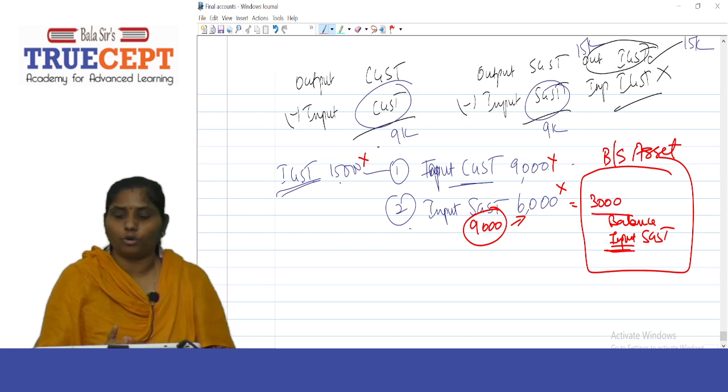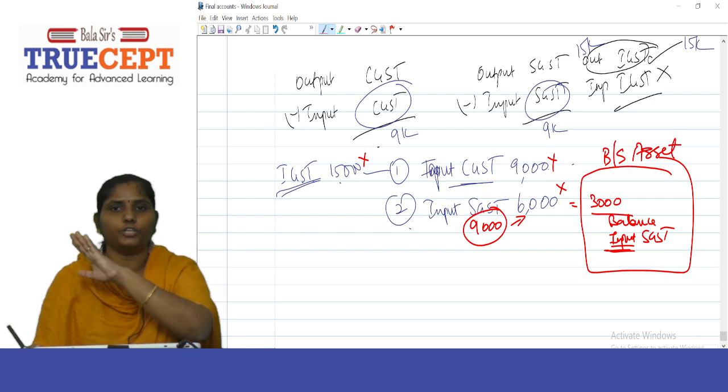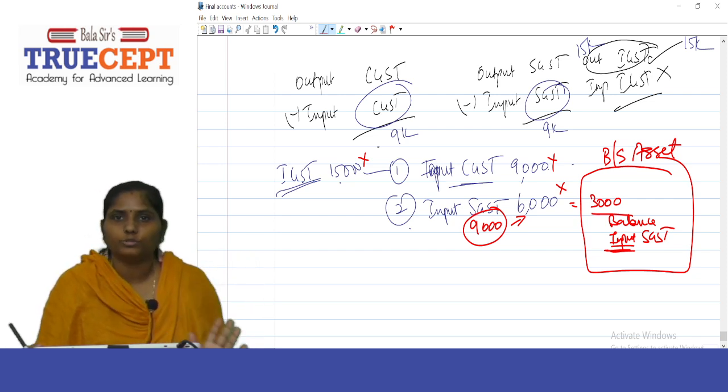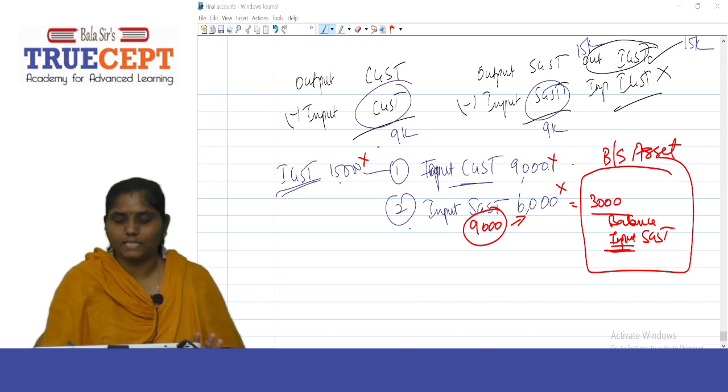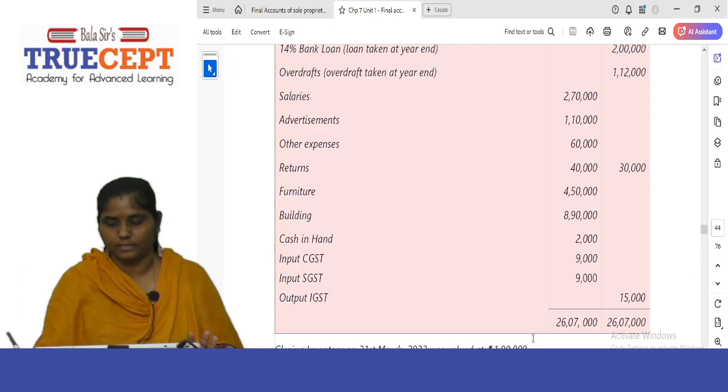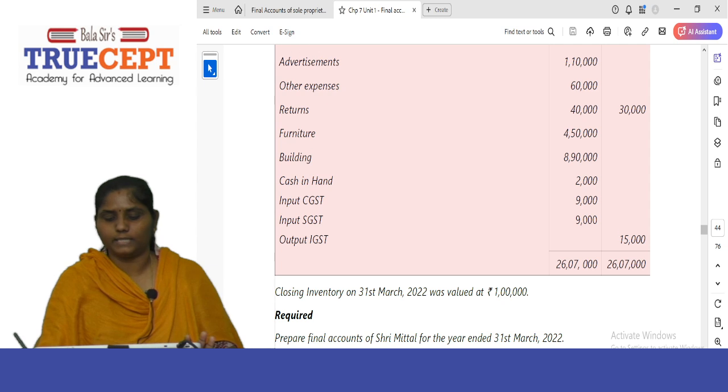Then any leftover balance will be adjusted against the input state government GST. First finish off the central and central, then come to the state. It works that way. Clear? Understood? This is the only adjustment in this sum. If you understand that, that's it. The sum is over. So now we discussed all the GST values.